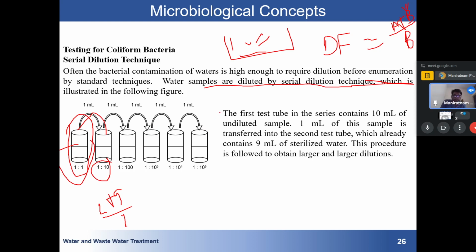The first test tube contains 10 ml of the undiluted sample. The 1 ml of the sample is transferred to the second test tube, which already contains 9 ml of sterilized water or ultra pure water, which does not contain any kind of contaminant. The procedure is followed to obtain larger dilution. So we will be diluting till the 1 is to 10 to the power 5 ratio.